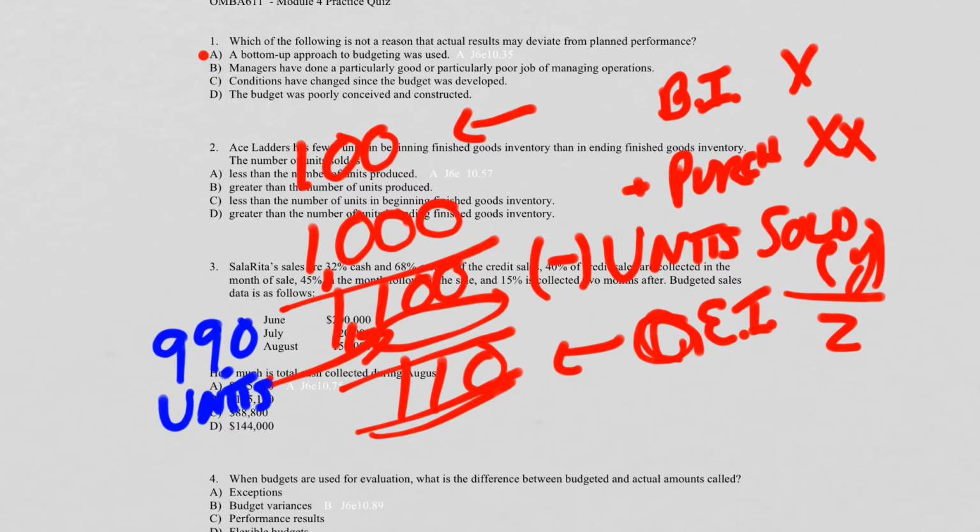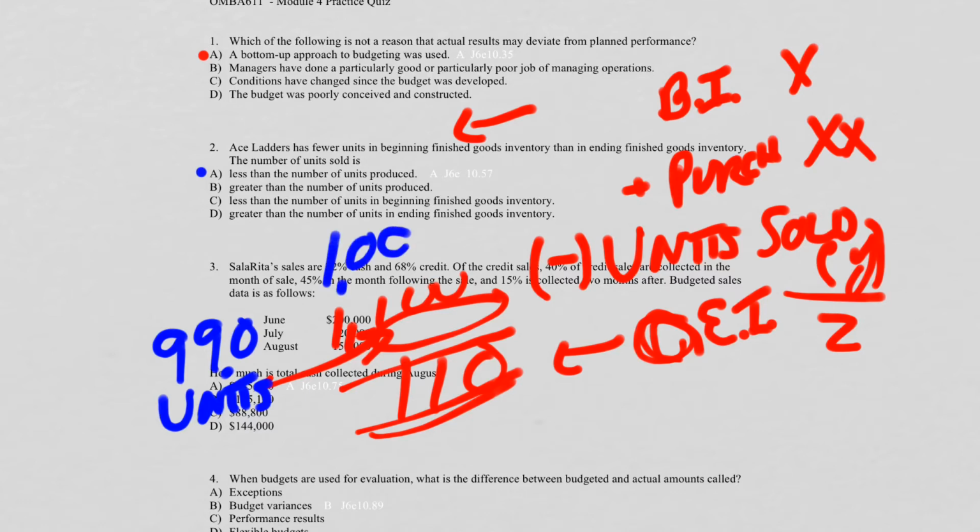So now, taking this logic, it goes back to the number of units sold is, and let's clear part of the deck so we can see what the choices are. What they want to know is, if there are fewer units in the beginning than in ending, just like we worked out, what does it mean in terms of the number of units sold? Are they less than the number of units produced? Well, I took the numbers away, but indeed they were, because we had purchased 1,000 and the amount sold was 990. So that seems to be a true statement.